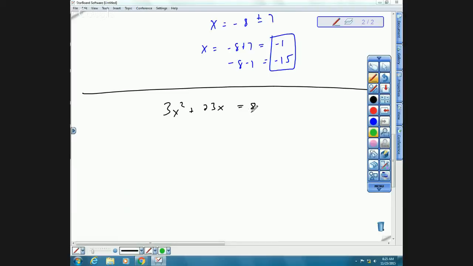You want to keep that 8 on the other side when you complete the square because you want the x squared and the x by itself. But you cannot have this 3 in front. So I'm going to divide everything by 3. So I get x squared plus 23 over 3 x equals 8 over 3. 3 divided by 3 is 1. 23 divided by 3 is just 23 thirds.